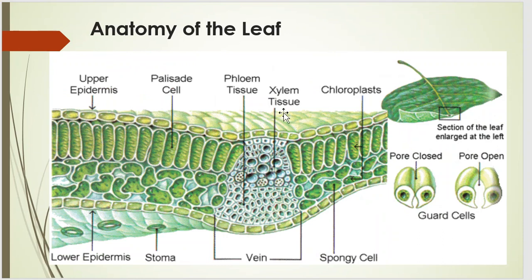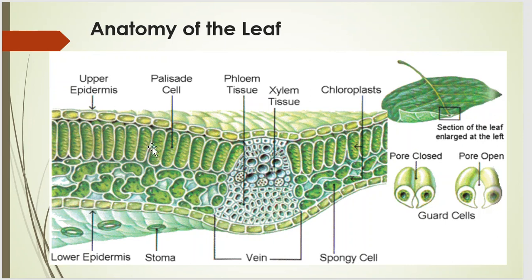So the diagram that you see here is the anatomy of the leaf. You can see that this is the leaf, and this part is cut out and observed under the microscope. You can see that both the upper and lower sides of the leaf are protected by an epidermis. We have an upper epidermis and a lower epidermis.